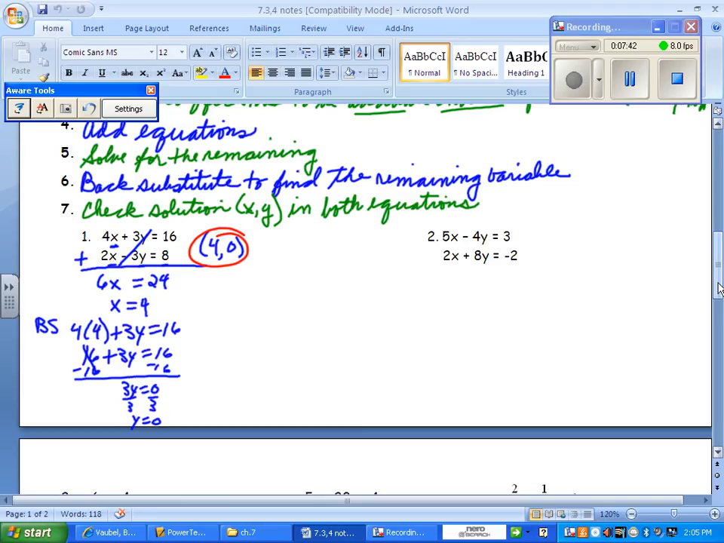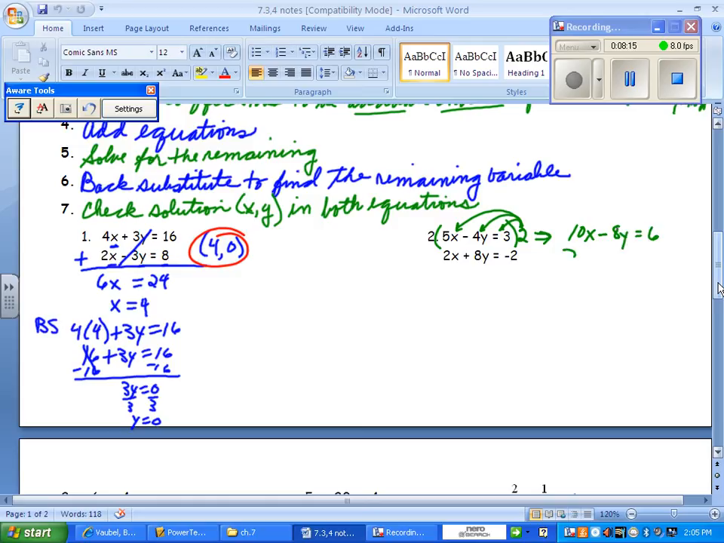Number 2, to eliminate, first of all, they're in standard form. Step number 1 is done. Step number 2, choose to eliminate your x or your y. The y's are closer to being eliminated, so I'm going to go ahead and do that eliminating. So number 3, you're going to make the coefficients to be additive inverses. If I multiply the top equation by a 2, my new equation becomes, now you're distributing the 2 to all 3 parts. You'll get a 10x minus an 8y equals a 6.